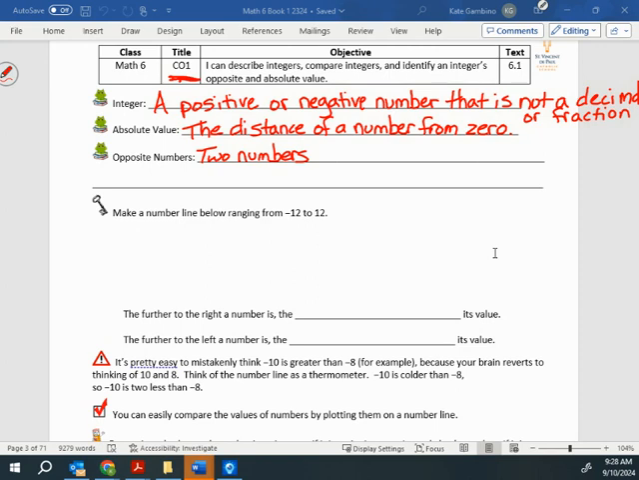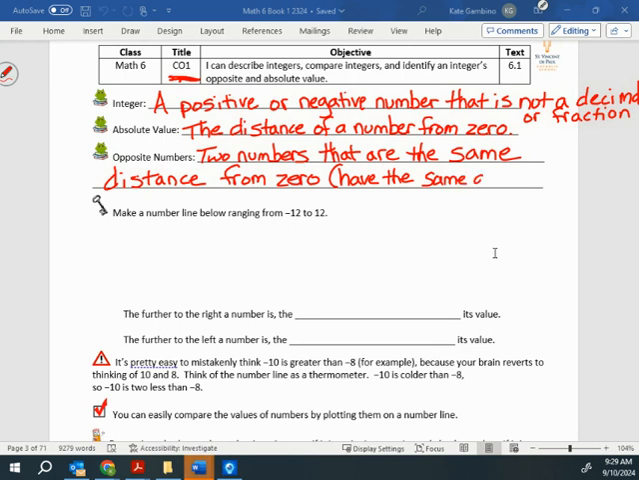Okay. All right, two numbers that are the same distance from 0, they have the same absolute value.